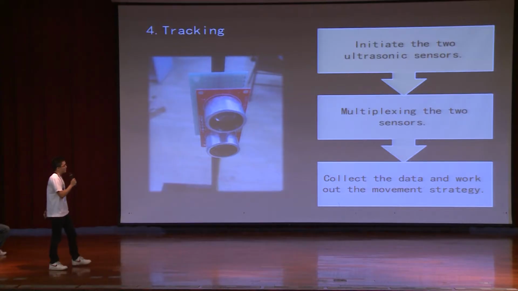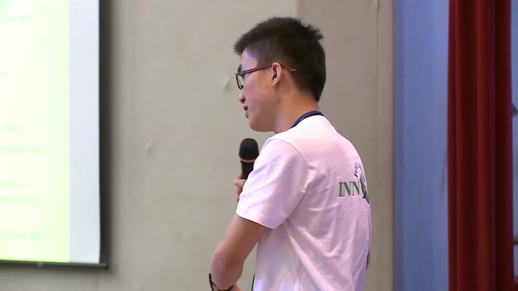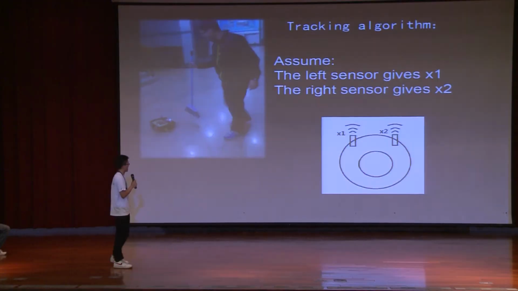And this is tracking. We use two ultrasonic sensors to build up a tracking system. The two sensors are on the robot, so you just walk in front of it with the robot behind you, and it can detect you using these two sensors, and it will follow you according to our algorithm.